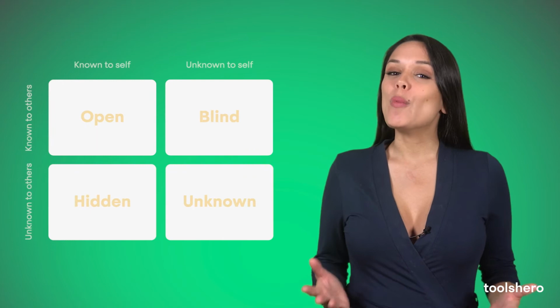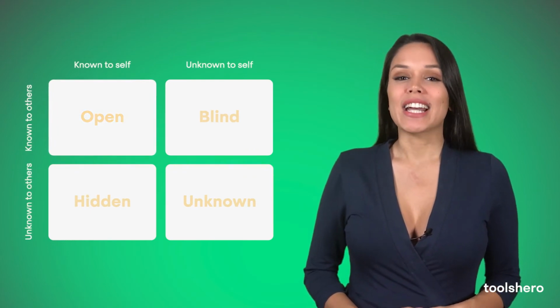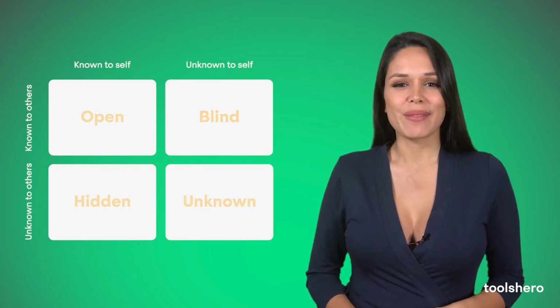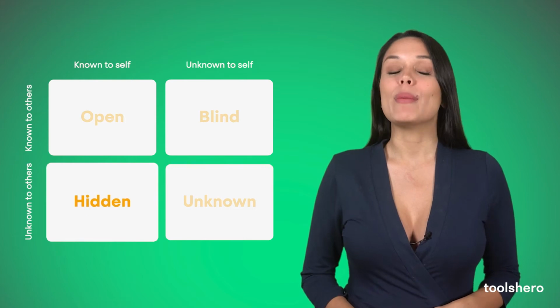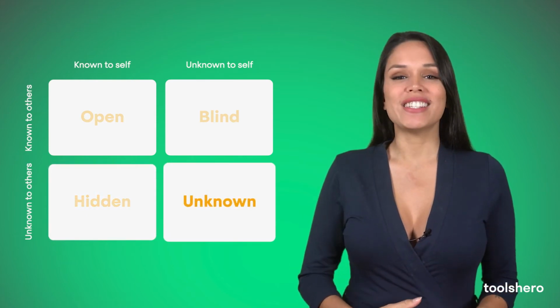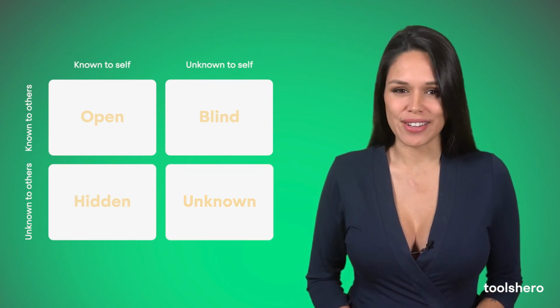The first is the open space, where behavior is known to you and known to others. The second is the blind spot, where behavior is unknown to yourself but known to others. The third is the hidden area, where behavior is known to yourself yet unknown to others. The fourth is the unknown area, where behavior is unknown to both yourself and others.